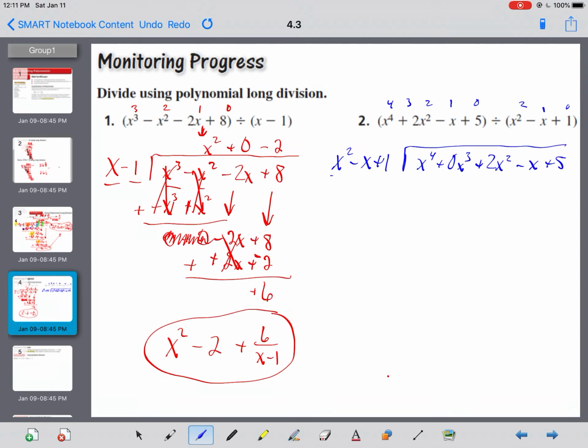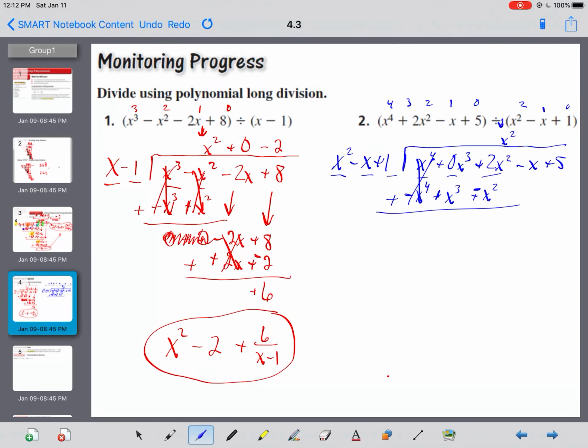Everybody counting down. I'm going to start 3 spots in, starting right above x squared. So I know my answer is going to have some x squared in it. So what times x squared gives you x to the fourth? Just plain old x squared does. So x squared times x squared is x to the fourth. X squared times negative x is negative x to the third. X squared times 1 is x squared. And we're going to add the opposites. Change all the signs.